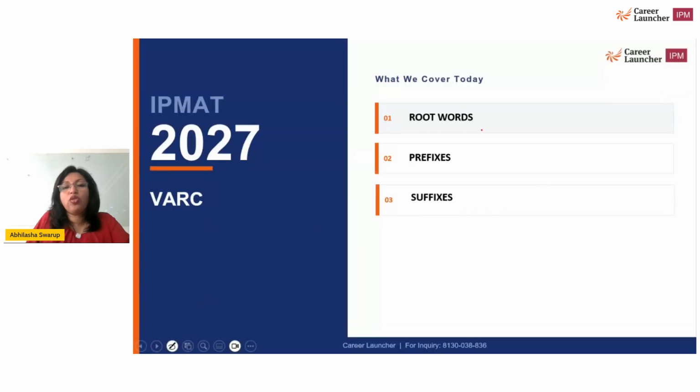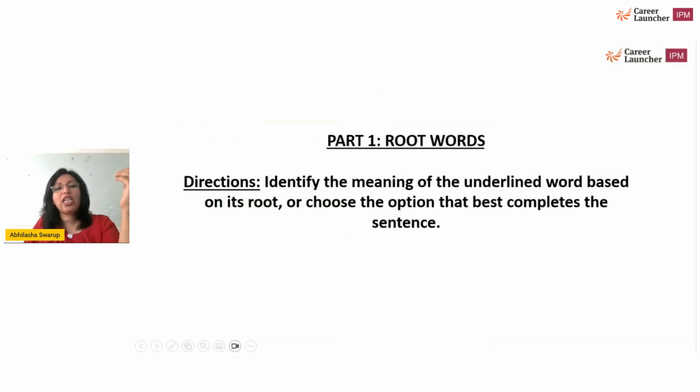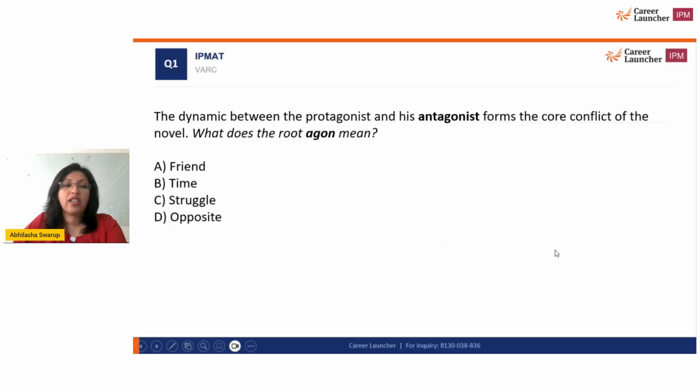Okay, so we are covering root words, prefixes, and suffixes today. Let's do this. So what is a root word? Of course, you understand that's the main sound of a word. So you have to identify the meaning of the underlined word based on its root or choose the best option that best completes the sentence. So the dynamic between the protagonist and his antagonist forms the core conflict of the novel. What does the root word agon mean?